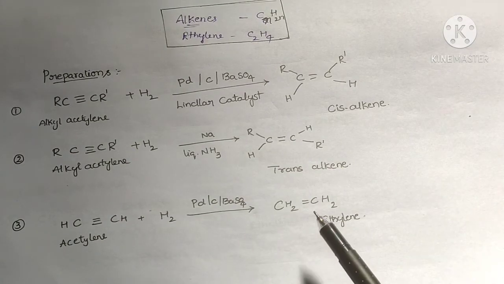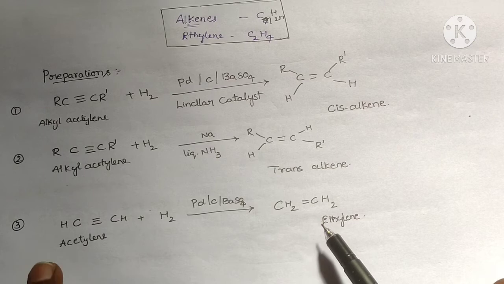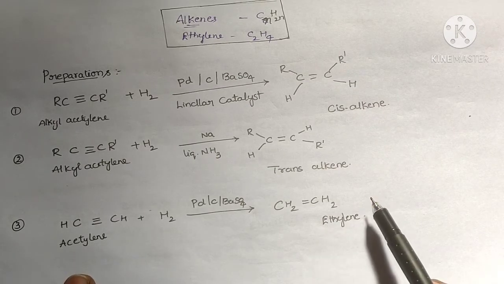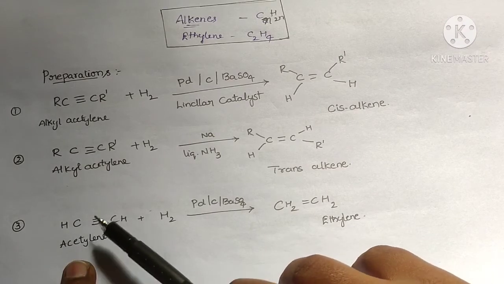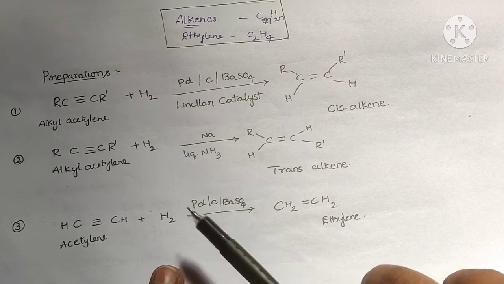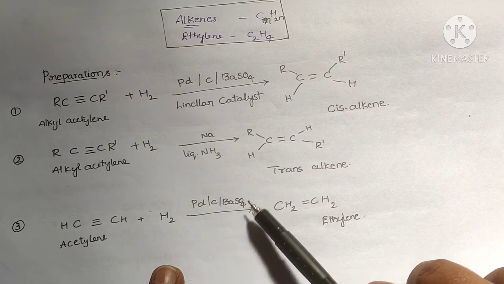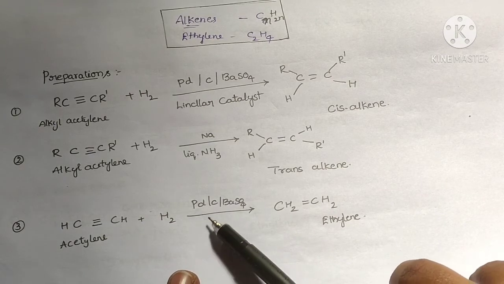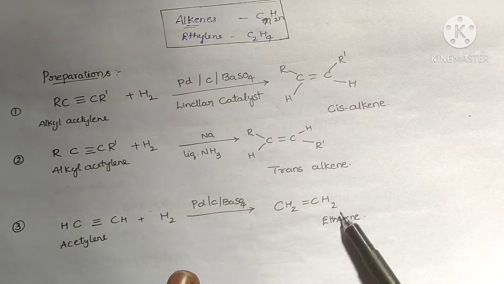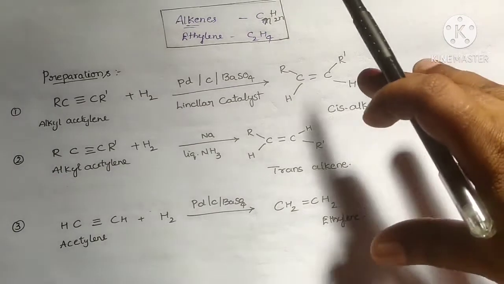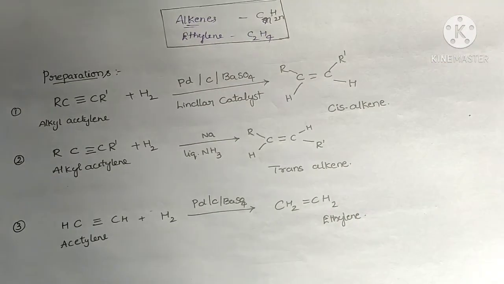And the next preparation for ethylene is taking acetylene. The molecular formula of acetylene is C2H2. The structure is like this: CH triple bond CH. And then add Lindlar catalyst, H2, palladium C and BaSO4. This is called Lindlar catalyst, and then it forms CH2 double bond CH2. This is called ethylene. These are the preparations of alkene.